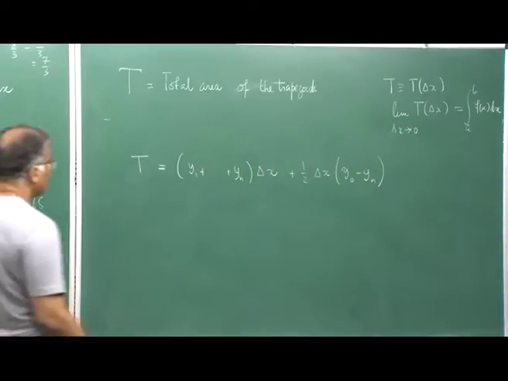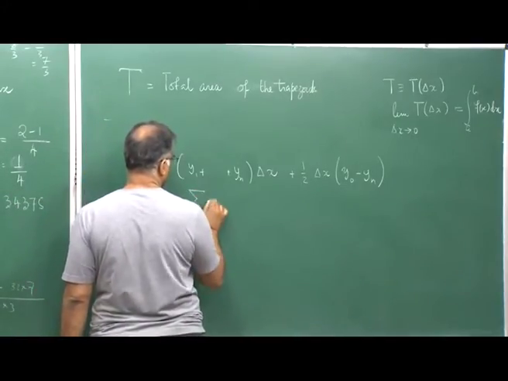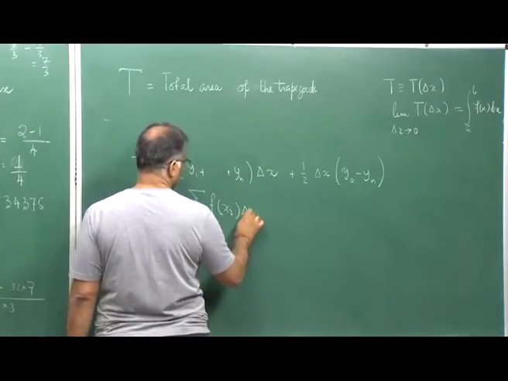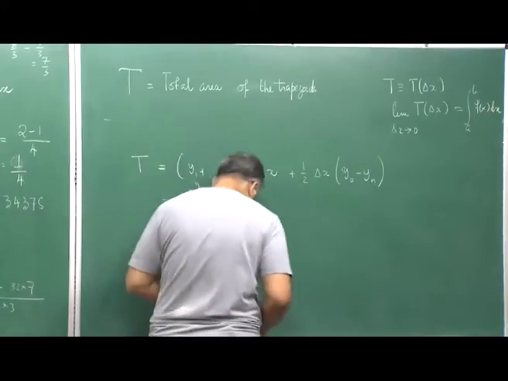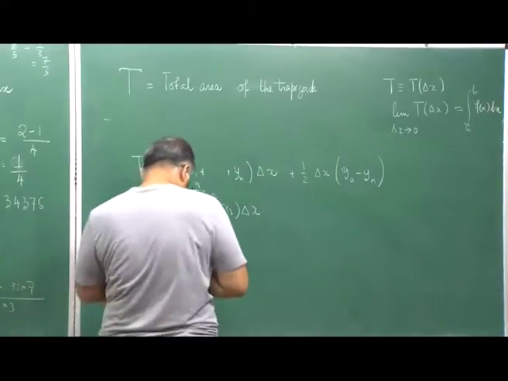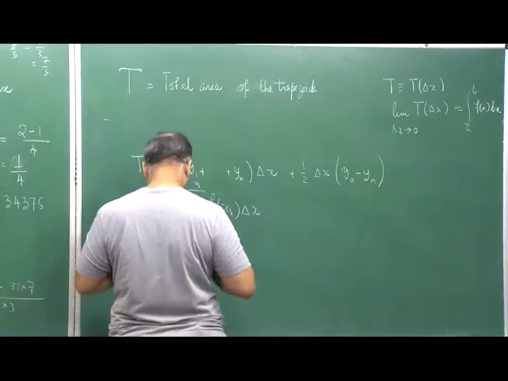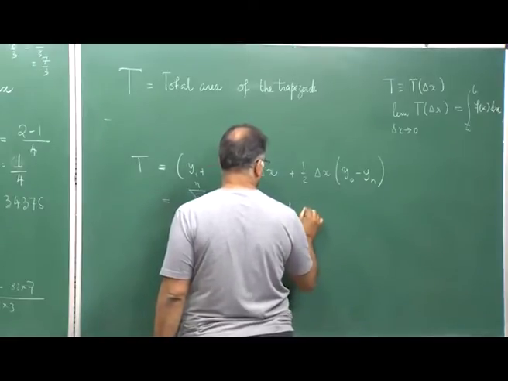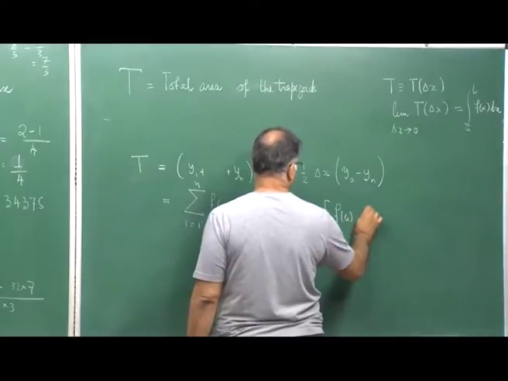So, I can write this as summation f of xi delta x. So, this is nothing but the Riemann sum plus half of delta x into f of a minus f of b.